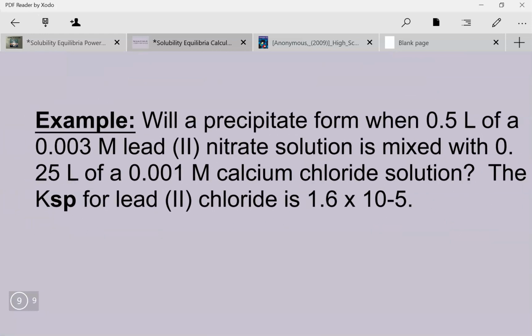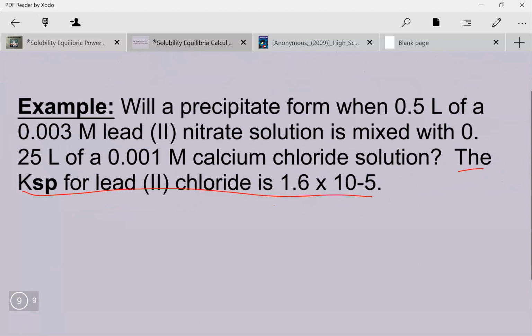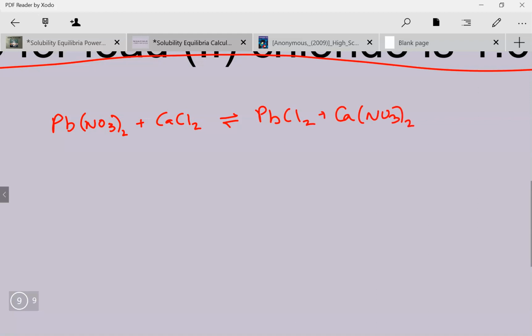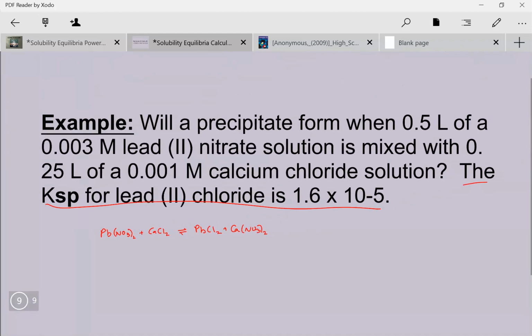Will a precipitate form when 0.5 liters of lead nitrate is mixed with 0.25 liters of calcium chloride? When I give you the KSP for lead chloride, that's the equilibrium you want to set up. But first we have to do a double displacement reaction: lead nitrate, calcium chloride. All nitrates are soluble. No, this is already balanced, isn't it? So there are no ratios here, which is good.